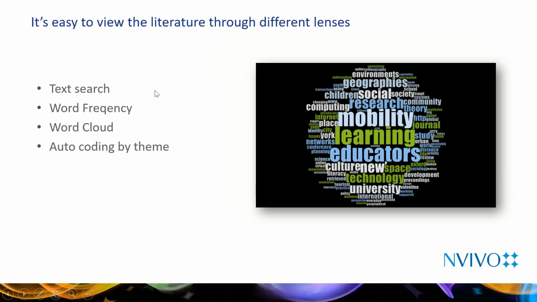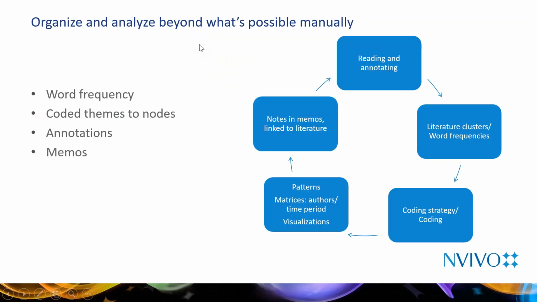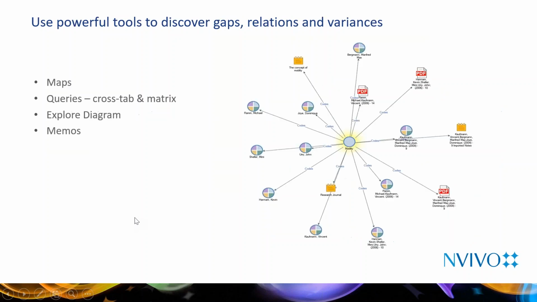So I'll be showing you how you can do a text search, or maybe there's keywords you need to find in the literature, word frequency. The word clouds are a nice visual to help you see what's in the literature, and then also show you how to auto code. And then organizing and analyzing what's possible. And so again, the word frequency, the coding, annotation, and memos. I'll be showing you how to do that.